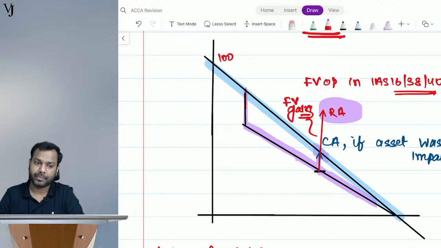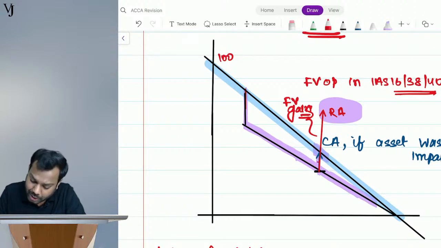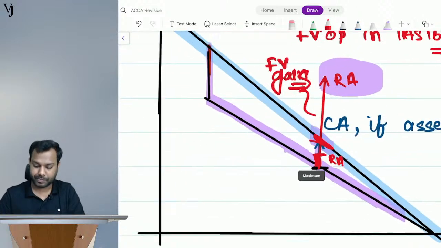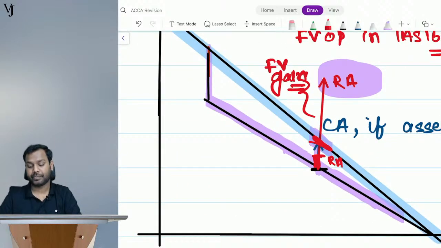This part. But what if your recoverable amount is here only? So reverse till here itself. But if your recoverable amount is higher here, then max is here. This is the max limit. I believe it is clear, everyone.